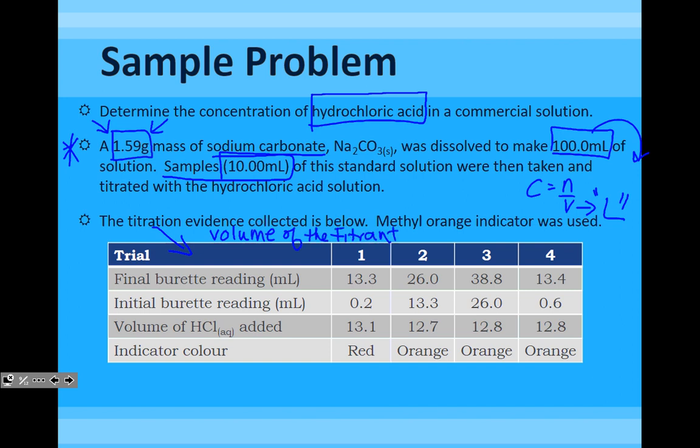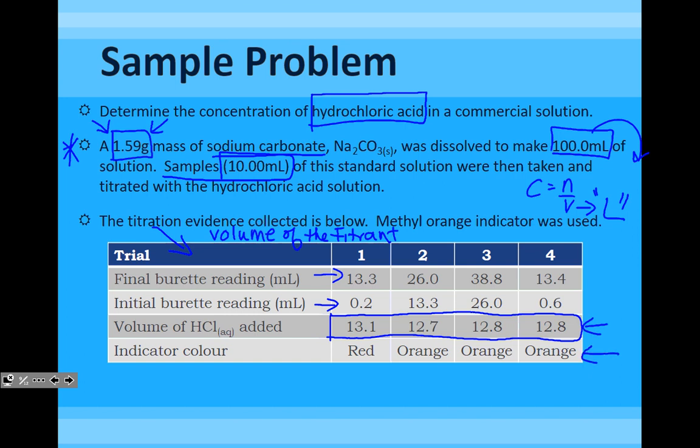Okay, so how do we do that? What we have to do is take a look at our final burette readings and your initial burette readings, subtract them, and we get these 4 readings. Okay, let's take a closer look at the 4 readings. So this is your quantitative data, and this is your qualitative data.